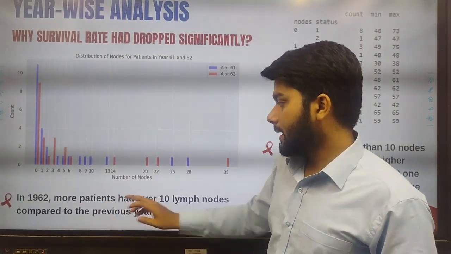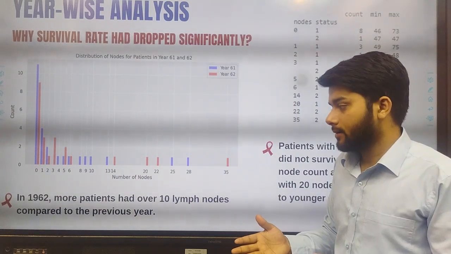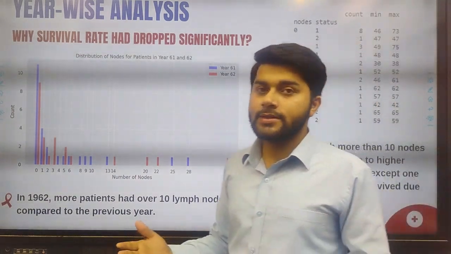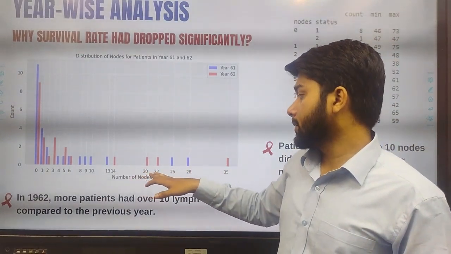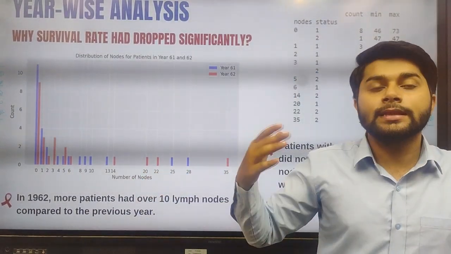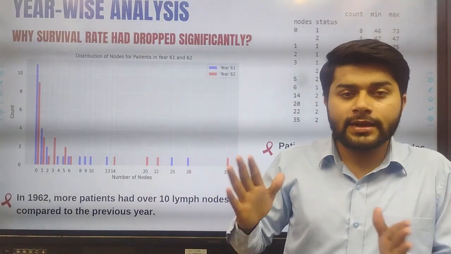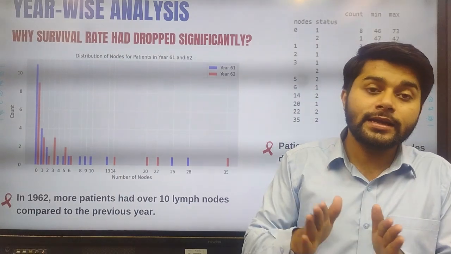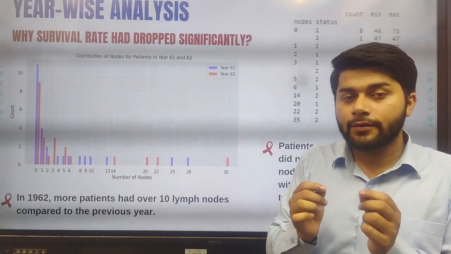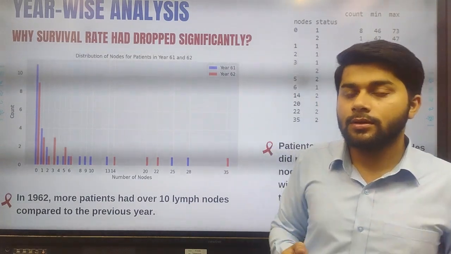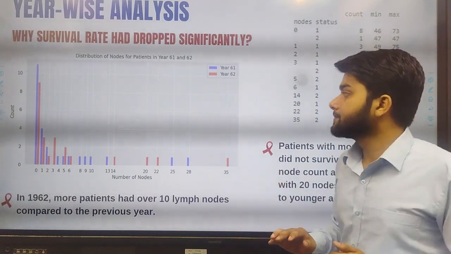So we can say that in 1962 more patients had a lymph node count greater than 10 as compared to the previous one. So that can be one reason, but we have to check for the patients that had more than 10 lymph nodes: did they survive or not? If they survived, then we can't consider that. But if they did not survive, then we can clearly say that the number of lymph nodes is responsible for the decrease in the recovery rate for the year 1962.